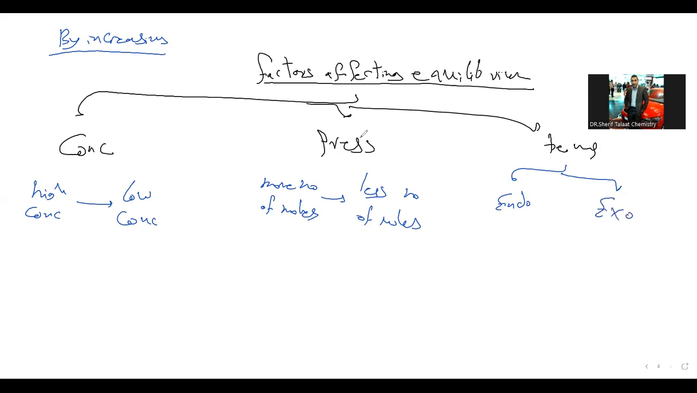So the factors affecting equilibrium are three: concentration, pressure, and temperature. For concentration, the reaction moves from high concentration to low concentration. For pressure, from more number of moles to the less number of moles. For temperature, it depends on the type of reaction, endothermic or exothermic. The first one, concentration. Concentration is for liquids, pressure for gas.